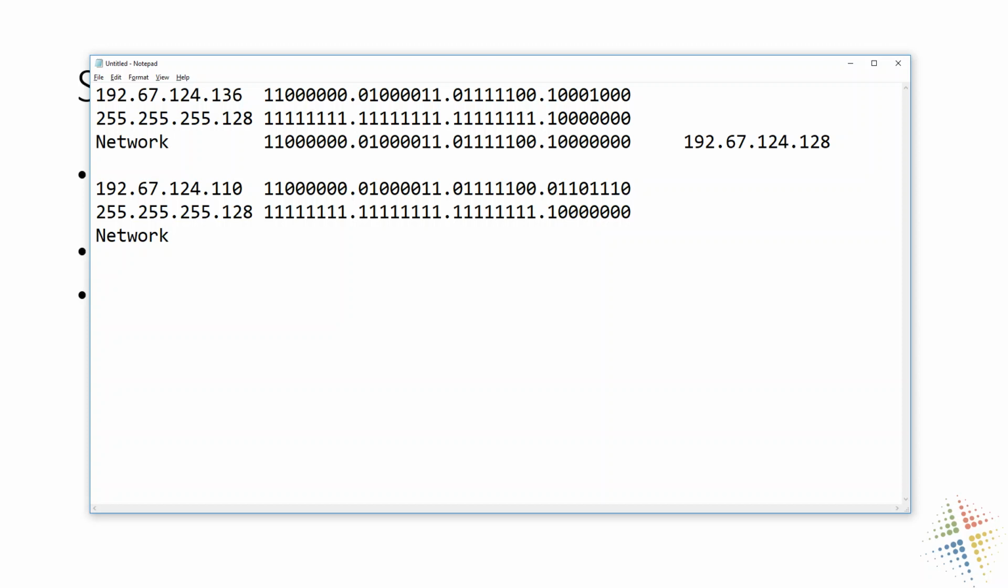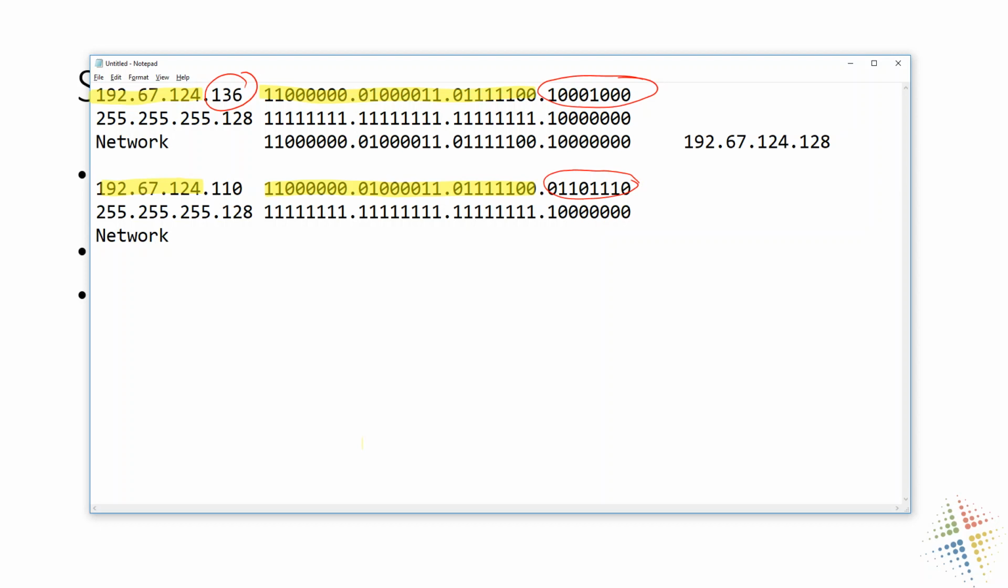There we go. So this was a little bit quicker because I have, let's see right here, 192.67.124, which is the same as here, so I was able to essentially copy these first 3 octets. It was only the very last octet right here that I had to recalculate the binary for, which comes out right there.